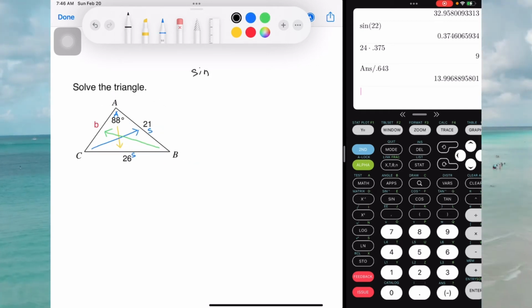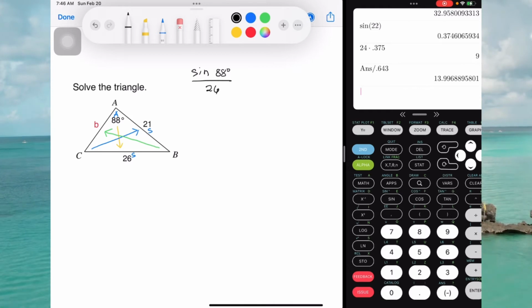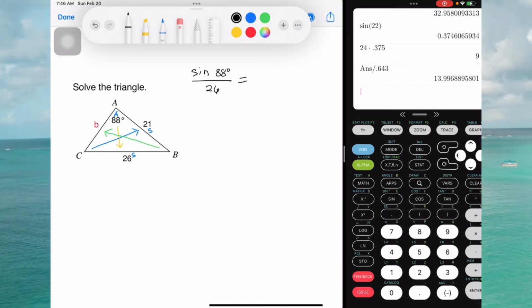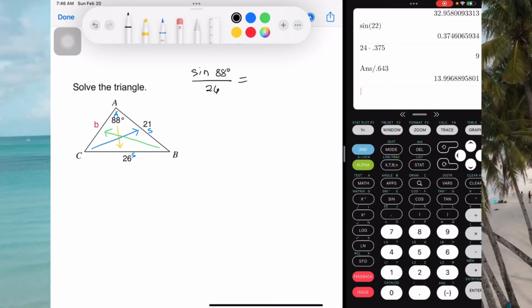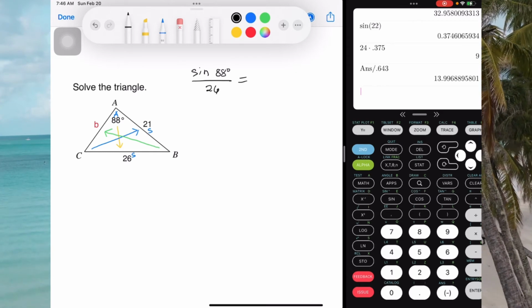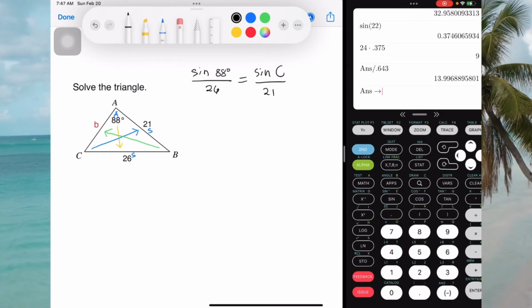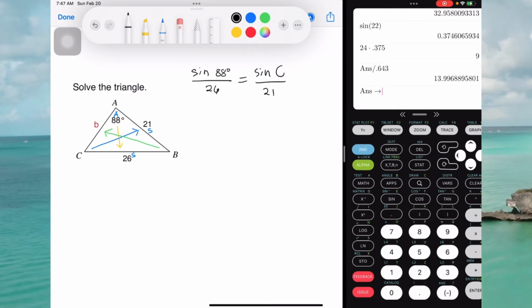We write sine of 88 degrees over 26. So we have a pair given both the angle and the side. Let's find the measure of angle C since we know the side opposite angle C, which is 21 units. So we write sine of angle C over 21. Set up your proportion in such a way that you have three values that are known, finding one missing part. In this case, it's angle C.